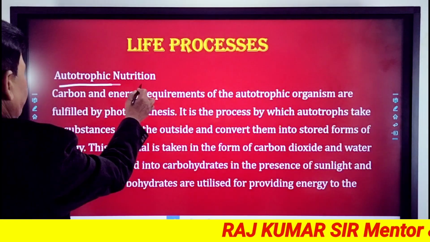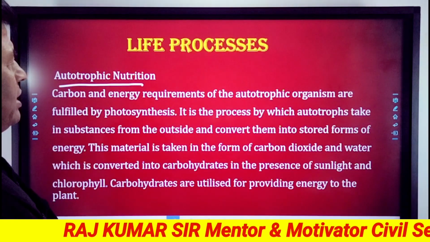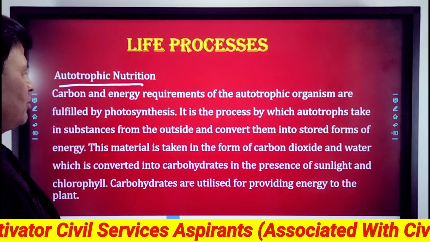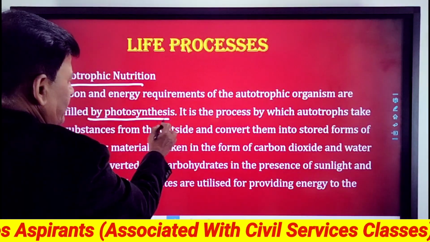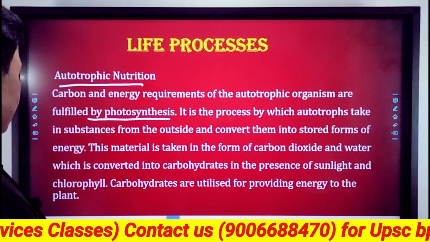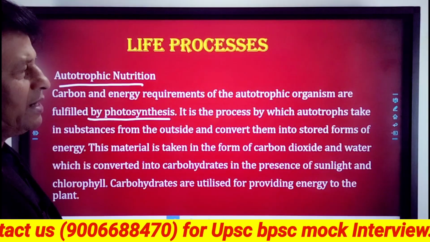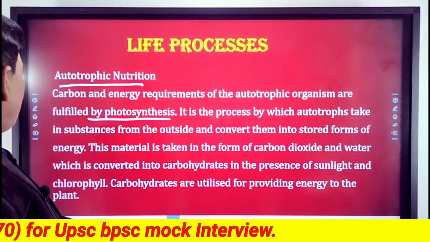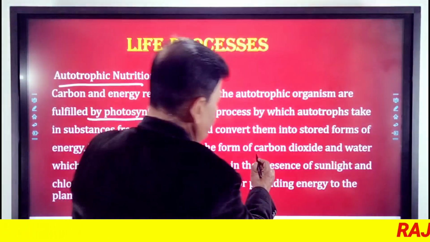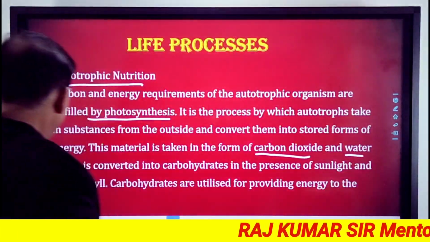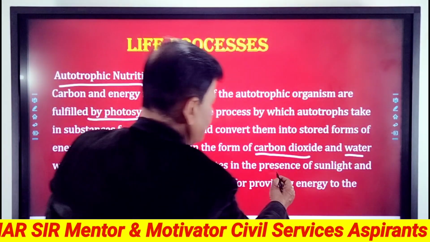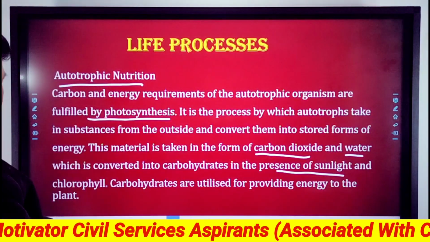Autotrophic nutrition. Carbon and energy requirements of the autotrophic organism are fulfilled by photosynthesis. It is the process by which autotrophs take in substances from the outside and convert them into stored forms of energy. This material is taken in the form of carbon dioxide, CO2, and water, H2O, which is converted into carbohydrates in the presence of sunlight and chlorophyll.